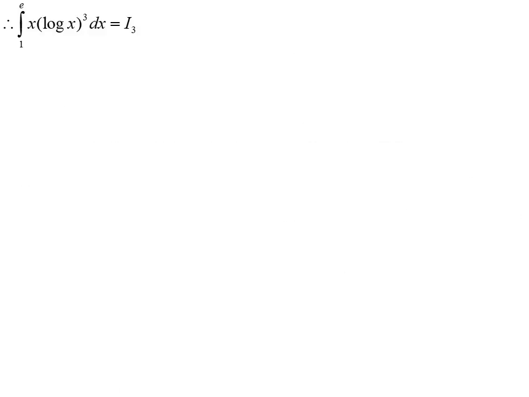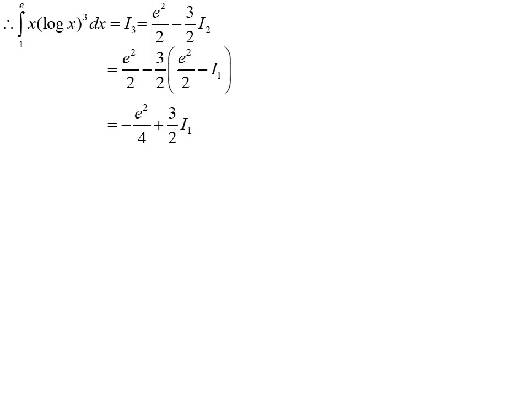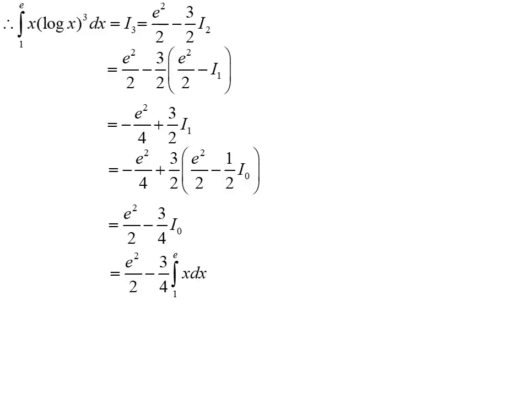Well, I wanted to find I_3. So I_3 will be e squared on 2 minus 3 on 2 I_2. But we can again use the formula for I_2, and we get e squared on 2 minus I_1. Now I can use the formula for I_1, and I get to I_0, but I_0 is very nice because now we're saying that log x is to the power of 0, and anything to the power of 0 is 1, and the log has now gone. I'm just going to find the integral of x dx, substitute in, and there's my answer.